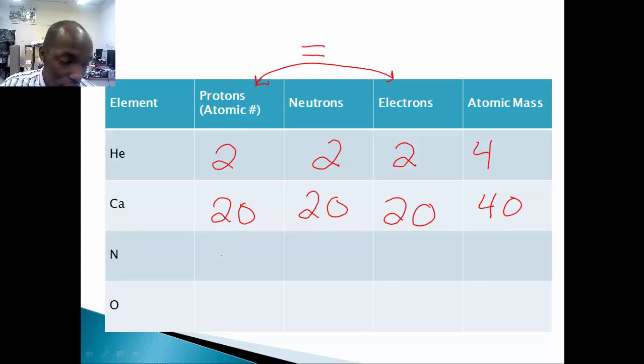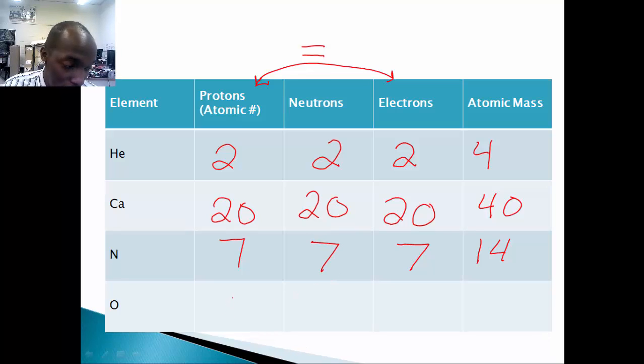So let's look at nitrogen. Nitrogen has an atomic number of 7. We said protons equal electrons, so also 7. The atomic mass is 14.007, so we round to 14, and again this will be perfect. Neutrons is 14 minus 7, which is 7.